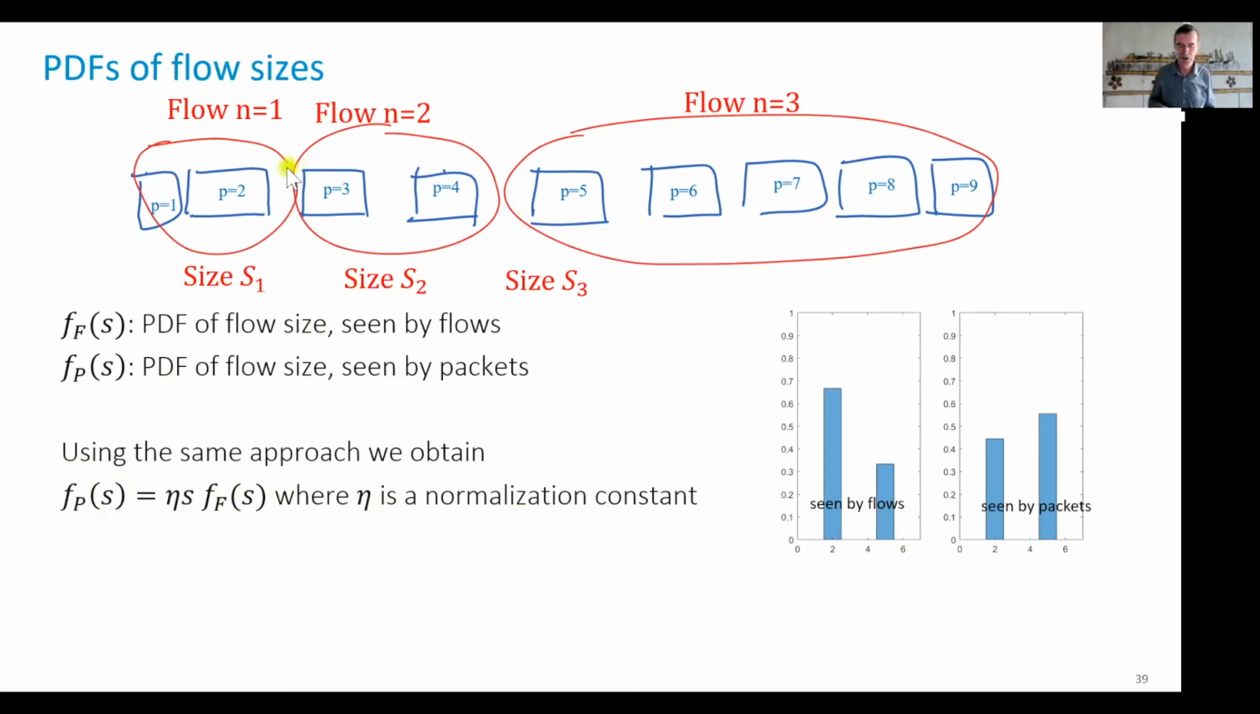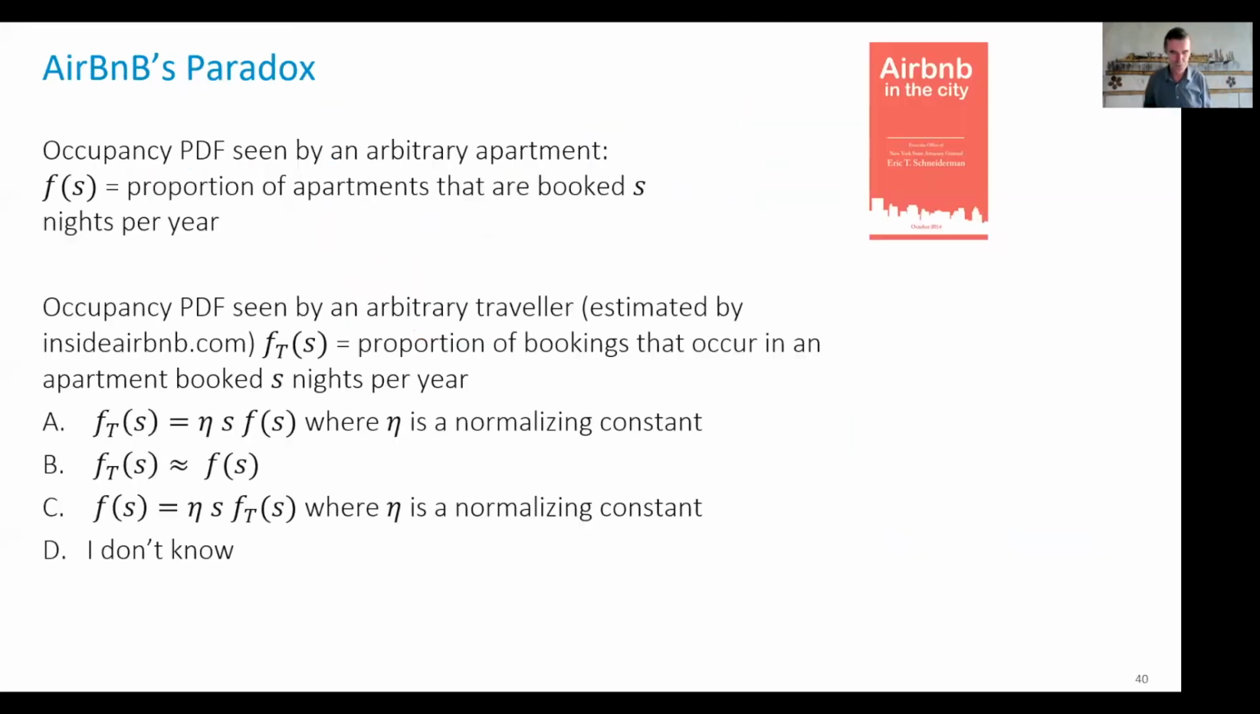Here, for this toy example, this is the PDF of the flow size seen by flows. There are 3 flows. 2 flows are large, 1 is small. The PDF seen by packets, we find 4 and 5 answers here. So we see that the two PDFs are radically different. So that's exactly the sampling bias. Now let's return to the Airbnb paradox.